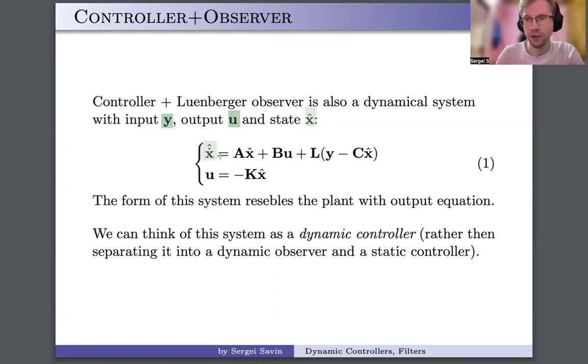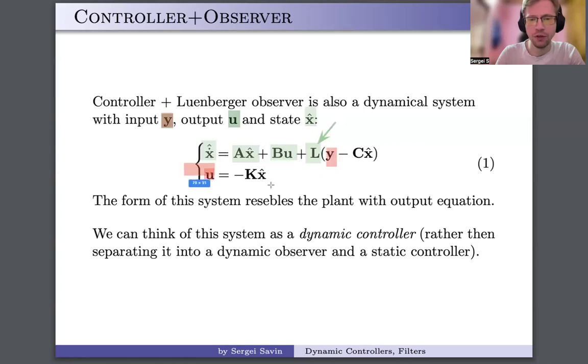So I have x hat dot equals A x hat. This is a Luenberger observer, like all of this is a Luenberger observer from the last lecture. So x hat dot equals A x hat plus B u plus L, that is the observer gain. Remember, observer gain. It multiplies the difference between actual output and observed output. And here is your input y, minus C x hat.